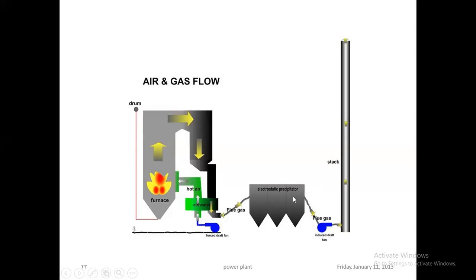So this is how the air and gas flow chamber works, and we also discussed the cyclic process of the drum, where the steam is collected, the furnace where the fuel is burned, the air preheater, and the chamber where the carbon emission occurs.